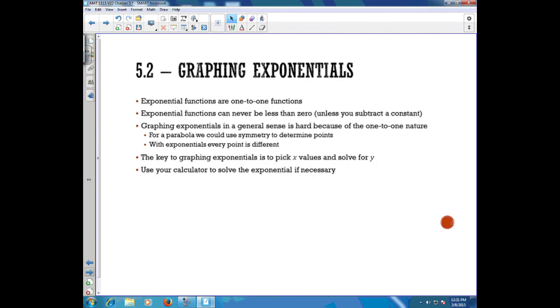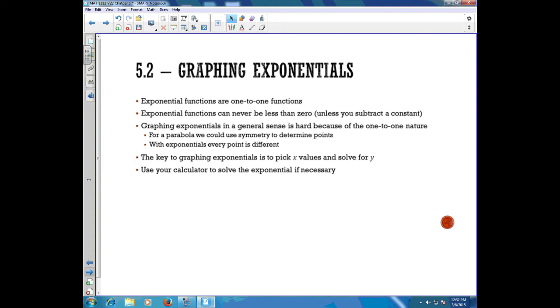So when we talk about graphing, exponential functions are one-to-one functions. If you go back and look at the end of the video from the last section, the one-to-one function that was graphed in example 5.1.4, that's an exponential function. Exponential functions can never be less than 0 unless you subtract some sort of constant. Graphing exponentials in a general sense is hard because of the one-to-one nature. Every value for x is going to give you a different value for y. So you can't use symmetry like we did when we were graphing parabolas. With exponentials, every point is different.